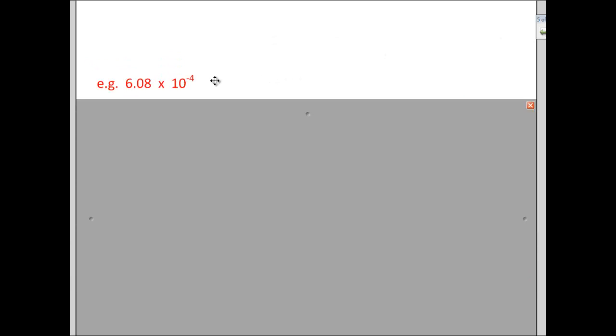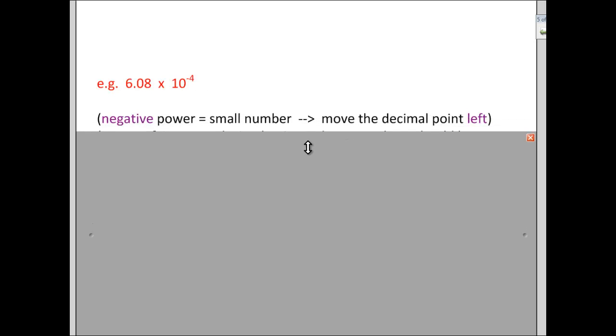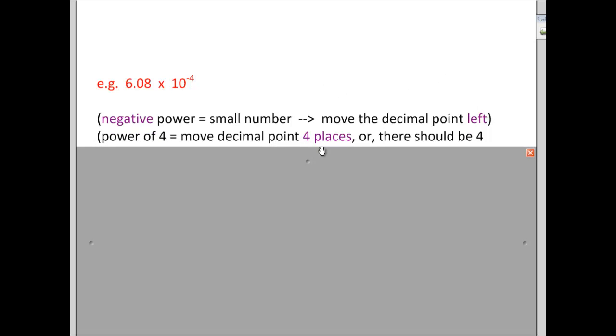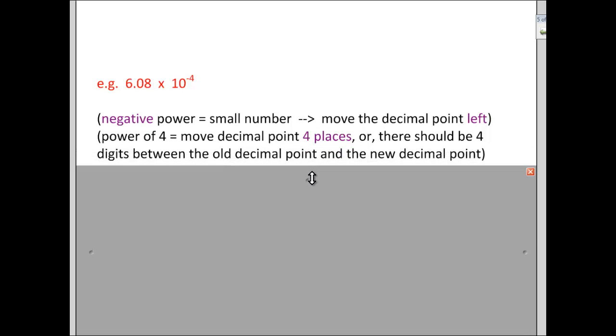Alright, one last example. So with this one, we've got 6.08 times 10 to the power of negative 4. Because we've got a negative power, that's a clue to tell us that this is going to be a small number, so we're going to be moving the decimal point to the left. Negative power, move the decimal left. The fact that it's a 4 means that we're going to be moving the decimal point 4 places, or there should be 4 digits between the old decimal place and the new decimal place.